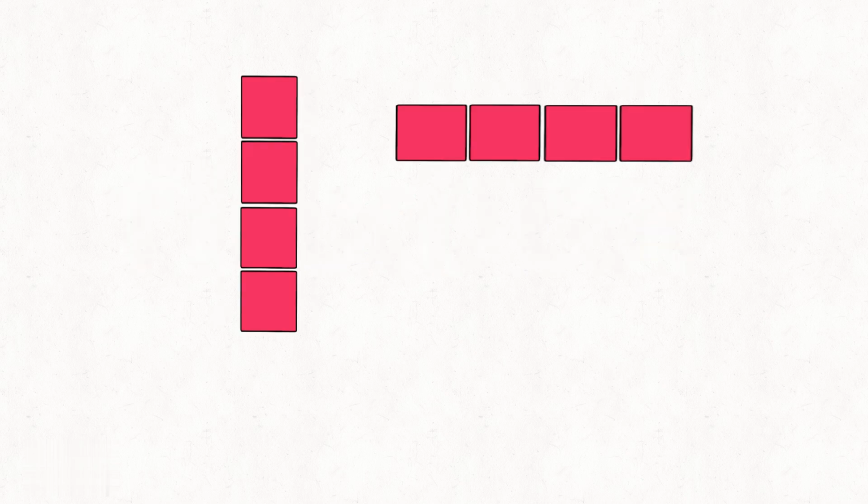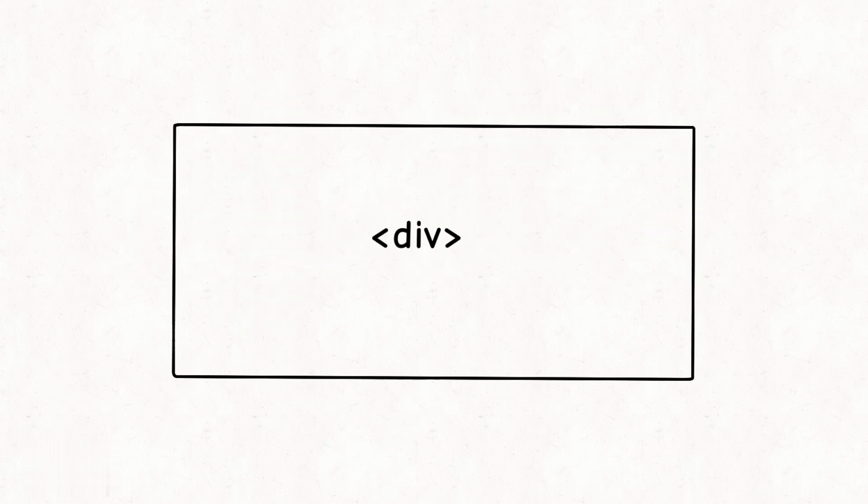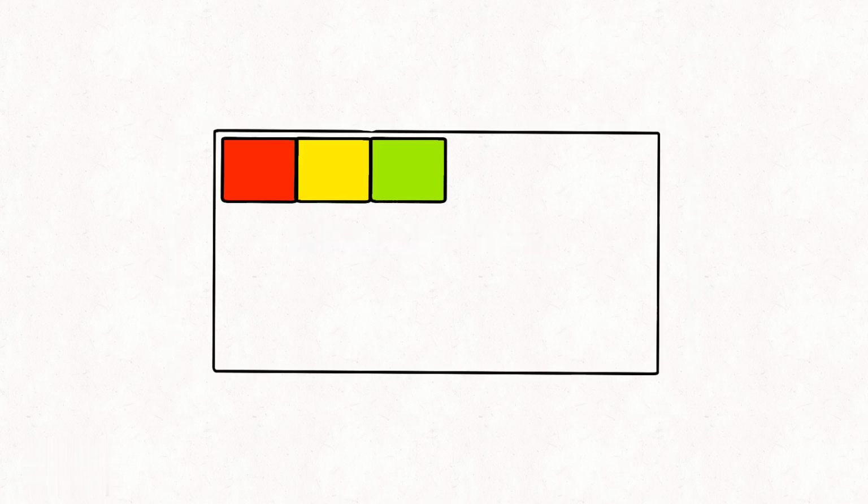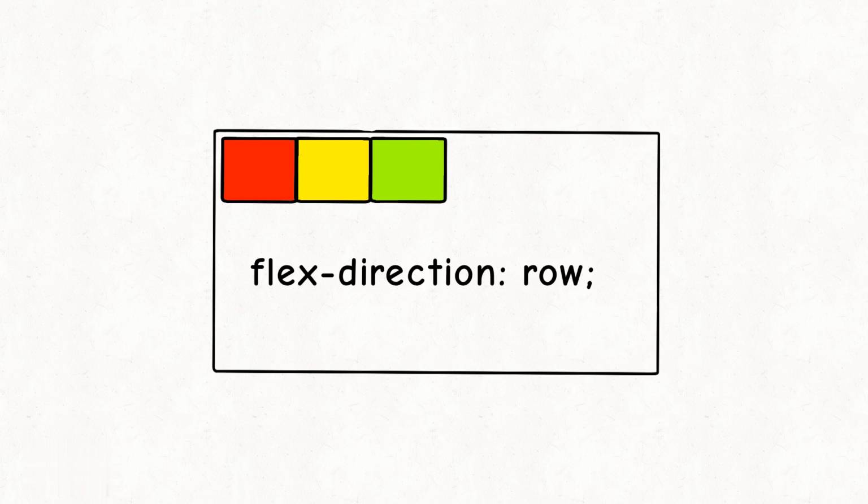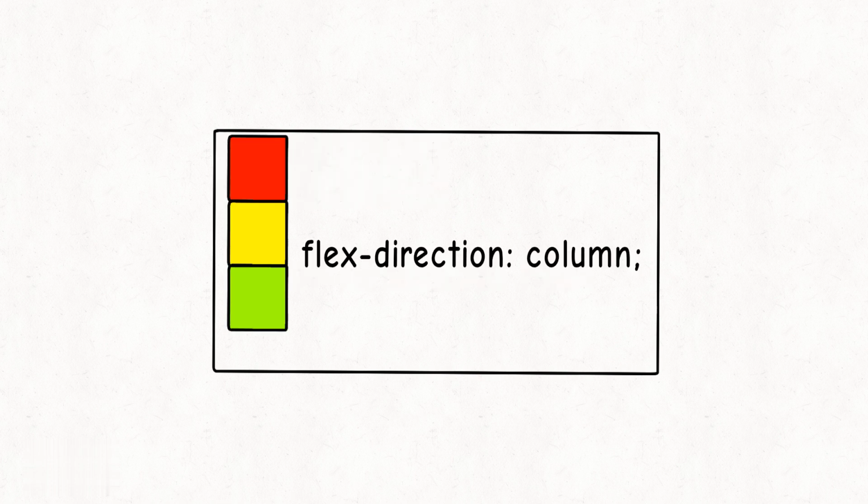Flexbox. A simple way to lay out items horizontally or vertically. It's a container like a div, then give it the display property of flex. The container now has control over how items in it are laid out. The flex direction is set to row by default. You can change that by changing the flex direction to column.